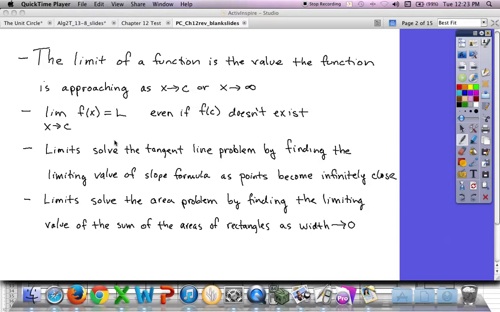It's important. The reason that we're doing this is because sometimes functions don't actually have values for that value. X cannot equal c. But it actually has a limit that we can evaluate. So this idea here that sometimes a limit exists when the function value doesn't exist, that's kind of why we're doing this in the first place.